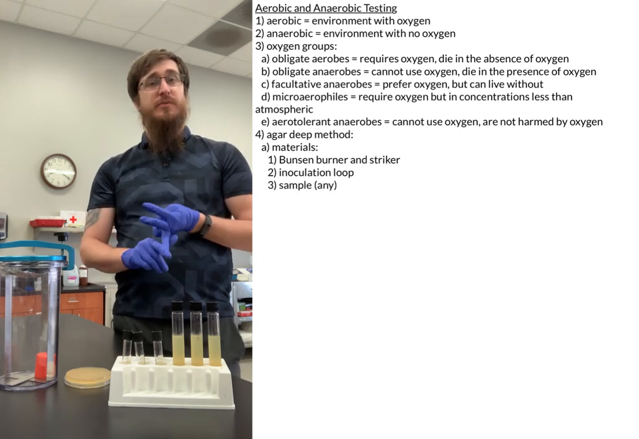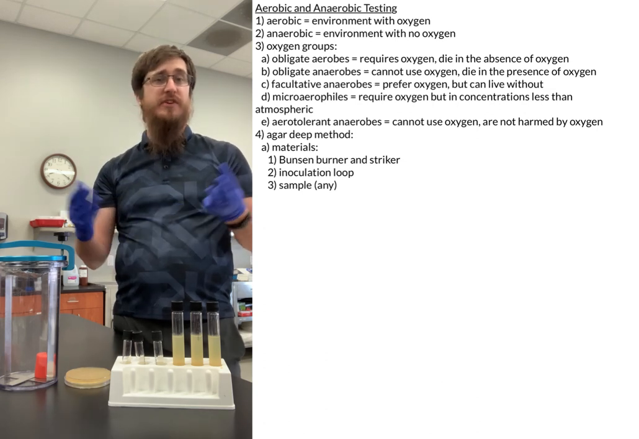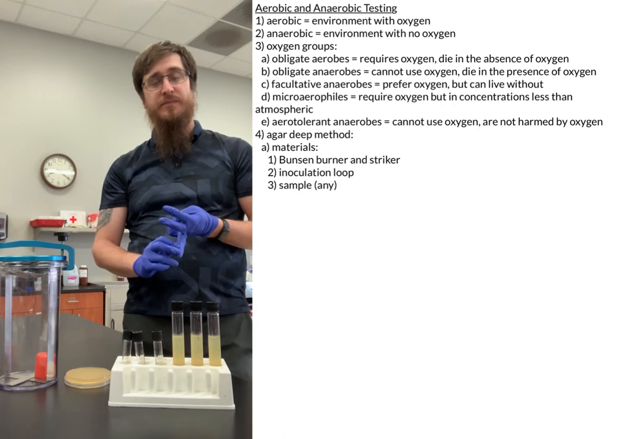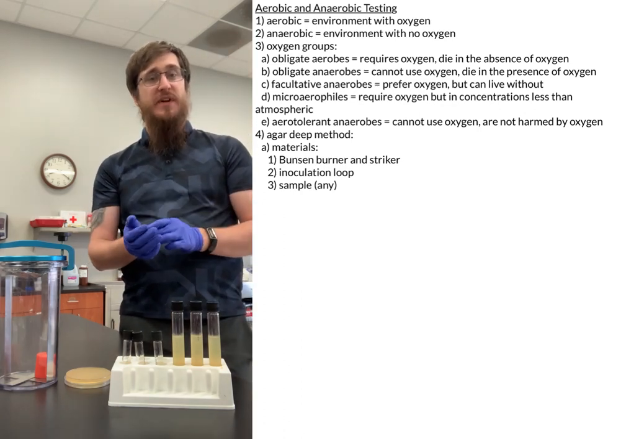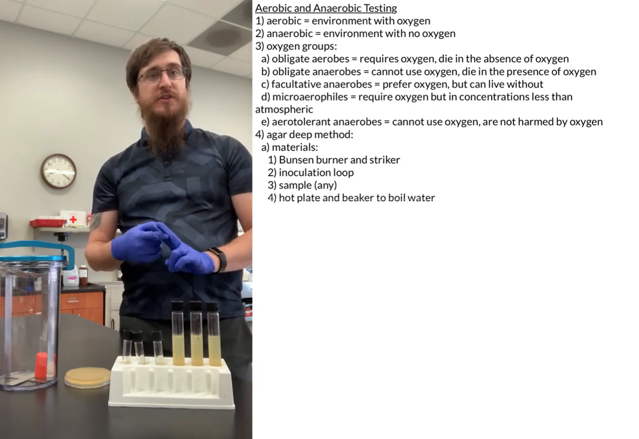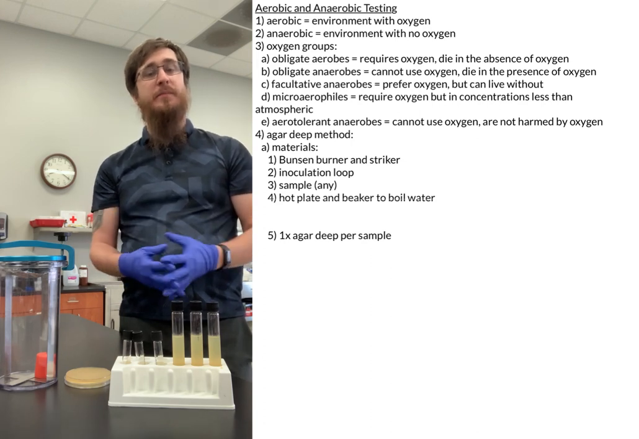You're going to need your sample, again, that you're trying to test to see which category it falls into. And this sample can be any type of sample, whether it's broth, plate, or slant, doesn't really matter. And then you are going to need some sort of setup in order to basically boil your agar deeps. So you will need a hot plate and a beaker so that you can boil the water and put the agar deeps inside of them, and then we can boil them.